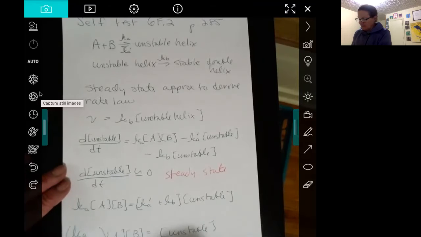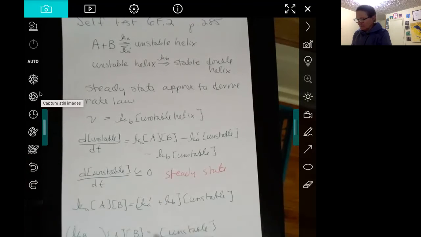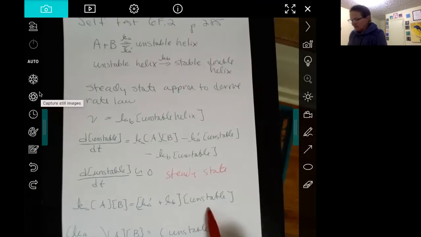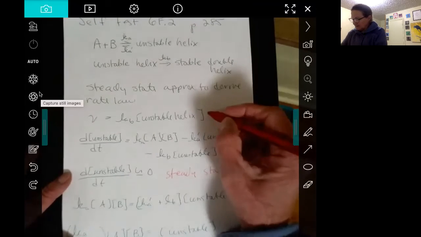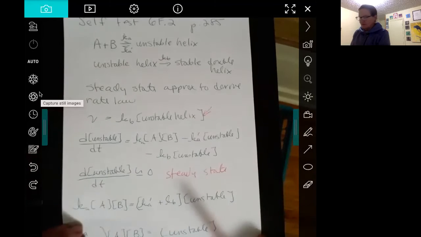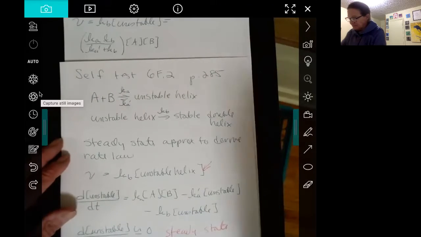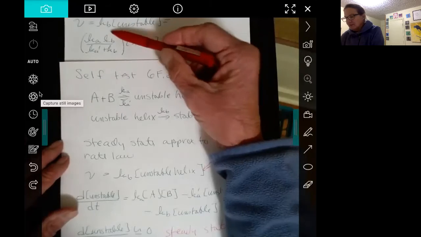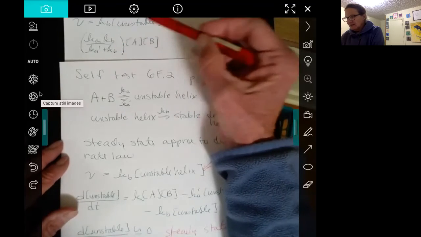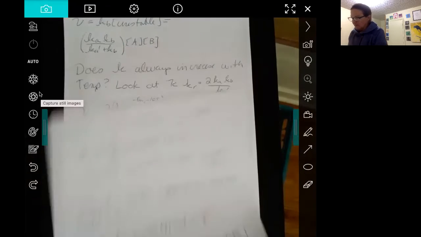And then if I solve for the unstable, I'm going to take these 2 rate constants over here, and I'll have that concentration because I want to plug that back in right there to get rid of an intermediate. So when I do that, I end up with the rate constant is a ratio of rate constants times AB.